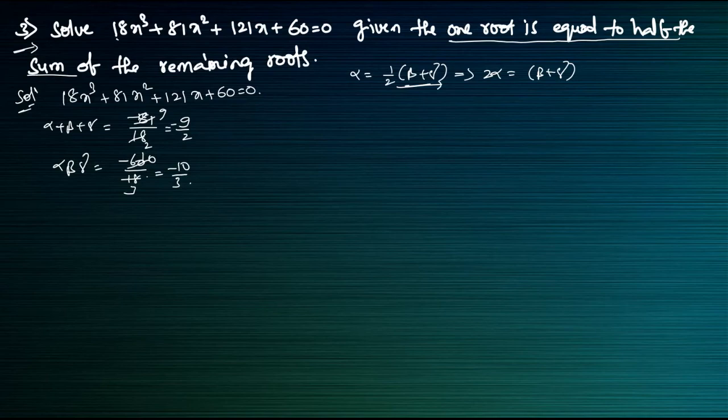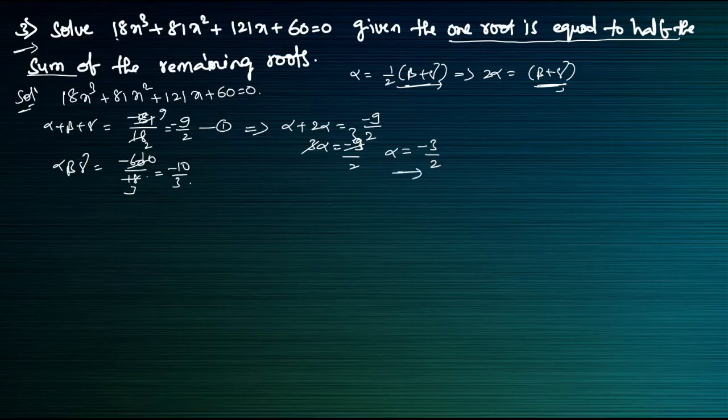So from this I will substitute beta plus gamma into the first equation. From this we get alpha plus beta plus gamma is equal to alpha plus 2 alpha is equal to minus 9 by 2. So 3 alpha is equal to minus 9 by 2, so alpha is equal to minus 3 by 2. So alpha is equal to minus 3 by 2.